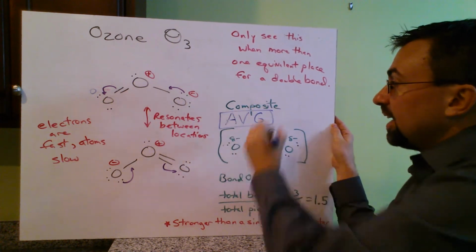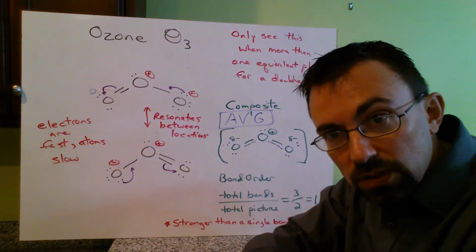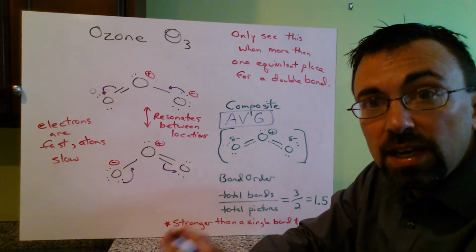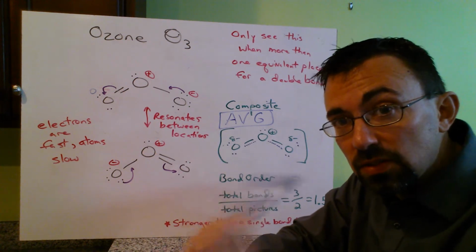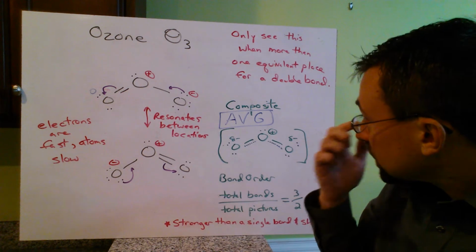You need to take the average of the pictures to talk about what's going on with the real chemistry, with the real experimental results. It's the average of the pictures that matters. Each individual picture is not correct. They're only correct in totality if you put them all together.